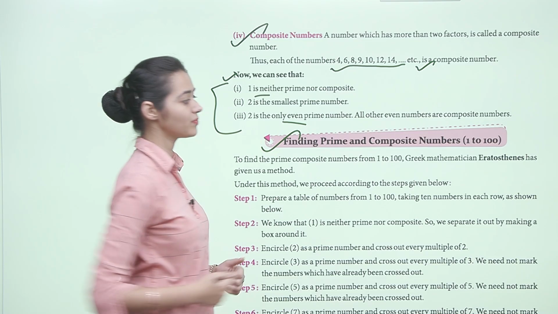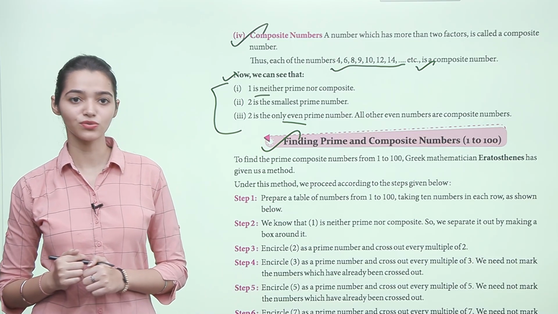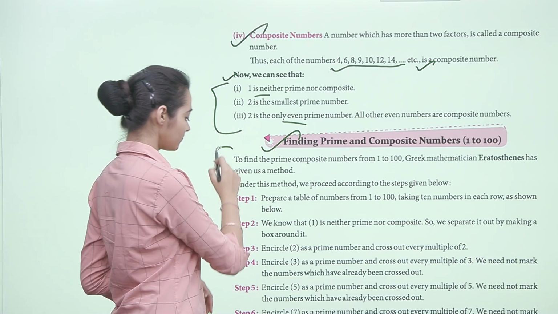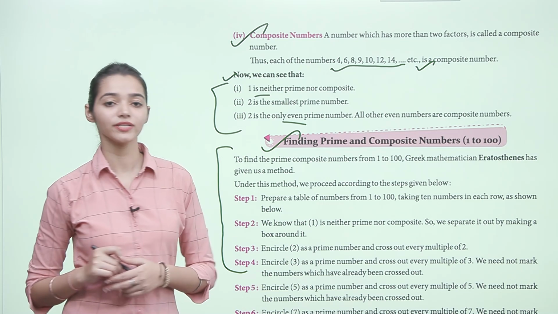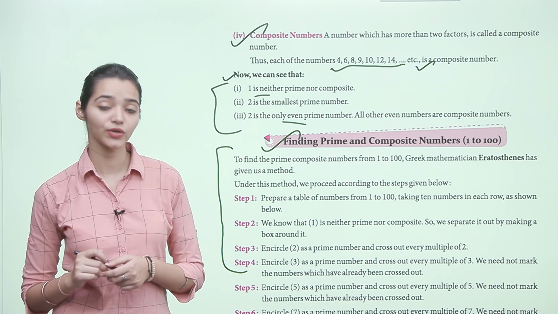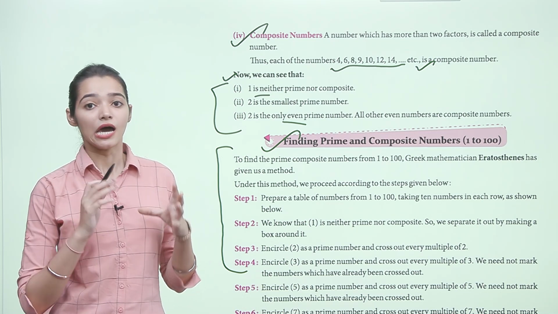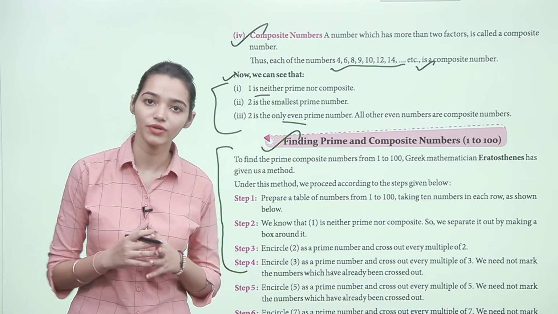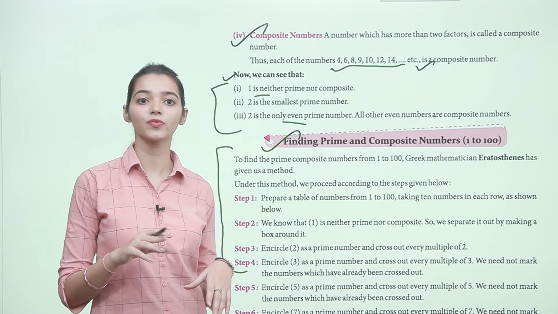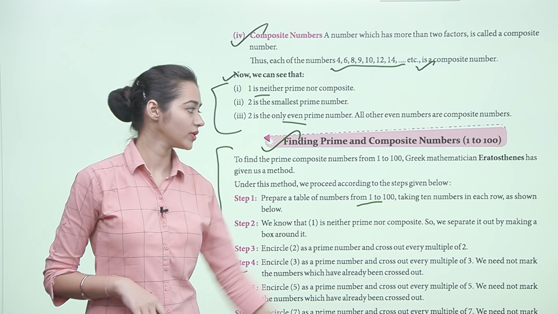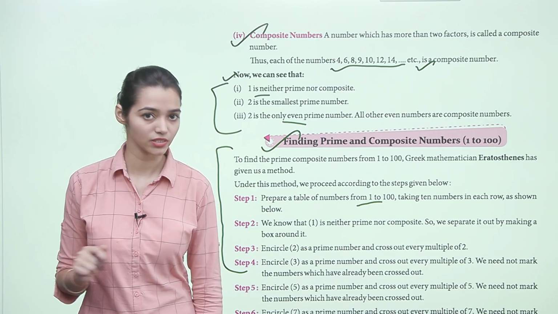Here we have to find prime and composite numbers from 1 to 100. To find the prime and composite numbers from 1 to 100, a Greek mathematician, Eratosthenes, has given us a method. Under this method, we will prepare a table from 1 to 100. We will take 10 numbers in each row.